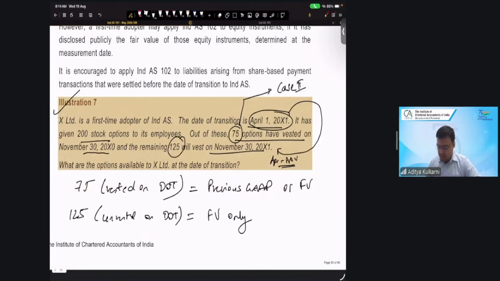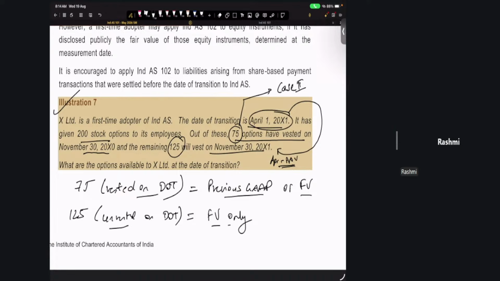Are you able to understand? So 75 options which have vested on the date of transition, you can either do the previous GAAP or you can opt for fair value. 125 unvested, only fair value. Is it okay? Yes, sir. Did you understand? Yes, sir.